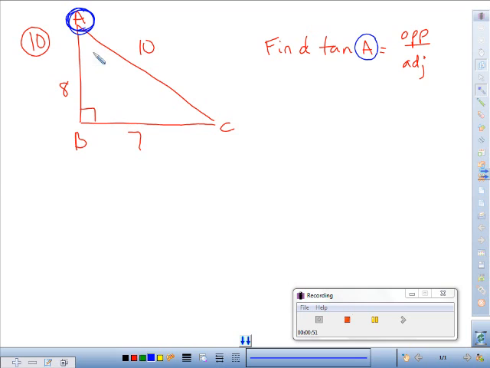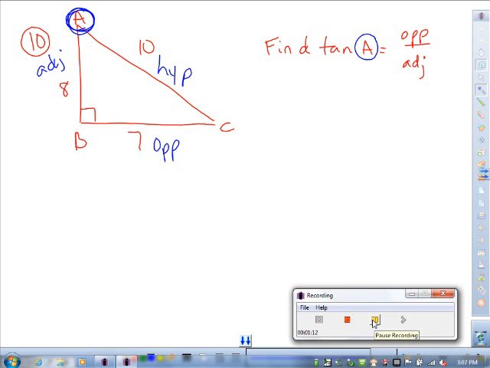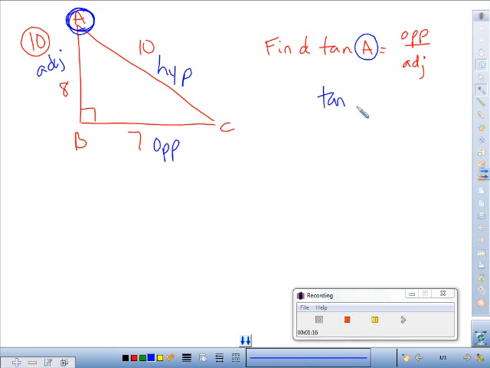So looking at this picture, Haley, where's the opposite side? Yep, so we mark our 7 as opposite. I hope everybody knows by now where their hypotenuse is, and that leaves this one to be your adjacent, because it's the one right next to the A. So now I can fill this in. I'm going to have tan A equals, what's our opposite, Elijah? 7. And Britt, what's our adjacent?